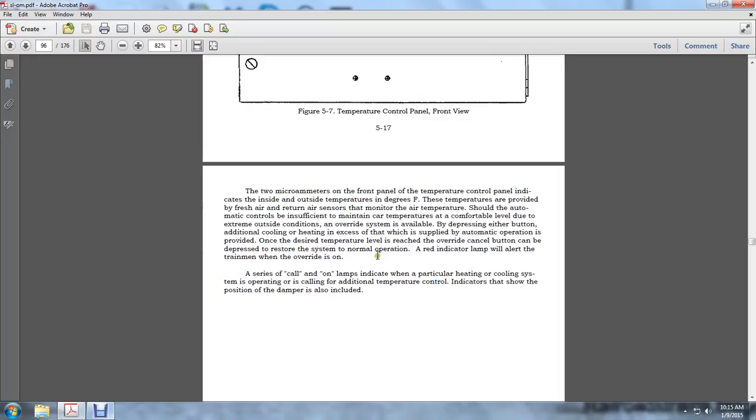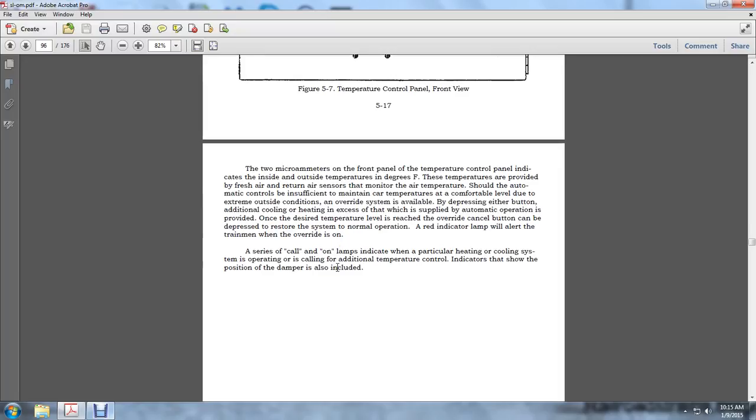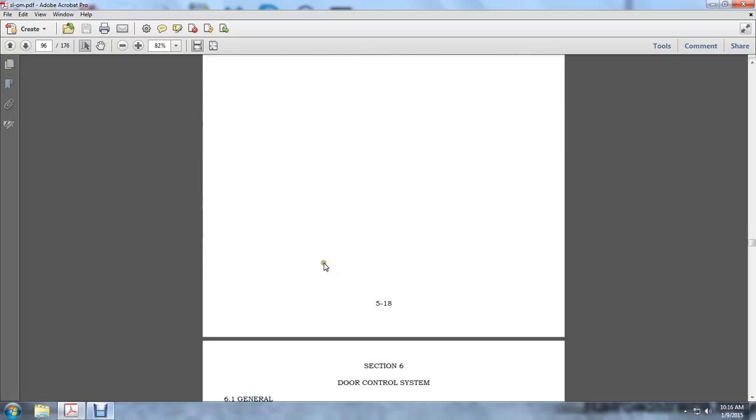The red indicator light will alert the trainman when the override is on. A series of cool and on lamps indicate whether the particular heating or cooling system is operating. Additional temperature control indicates that shows the position of the damper is included.